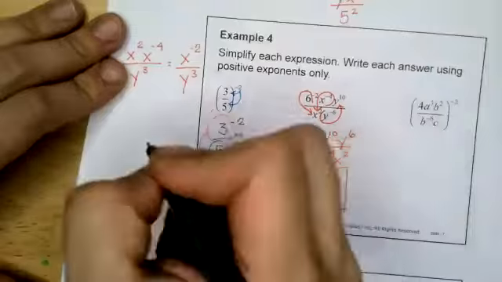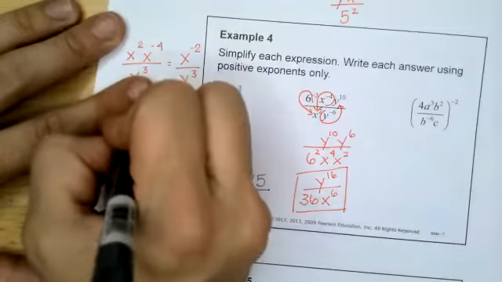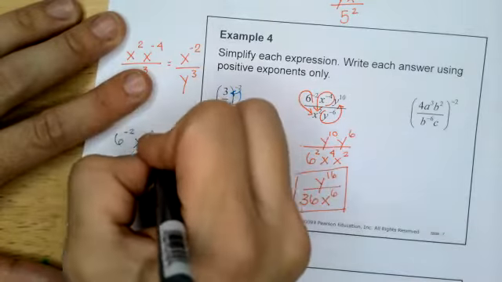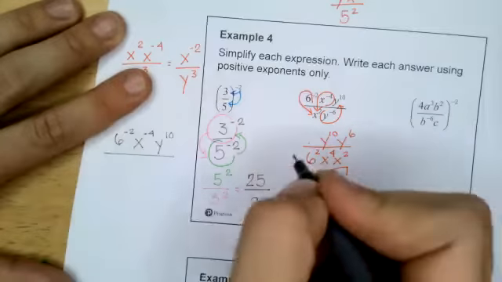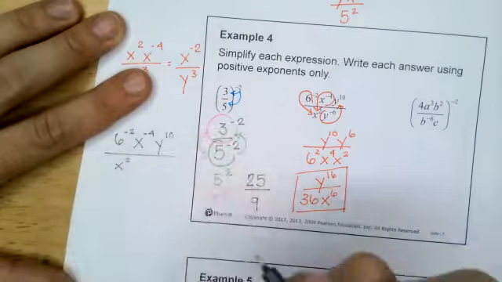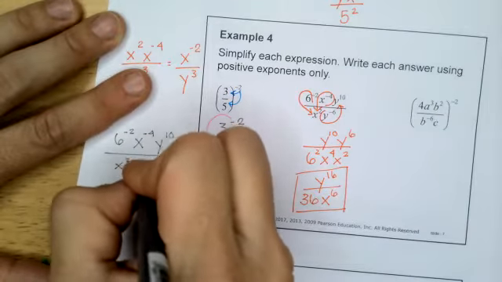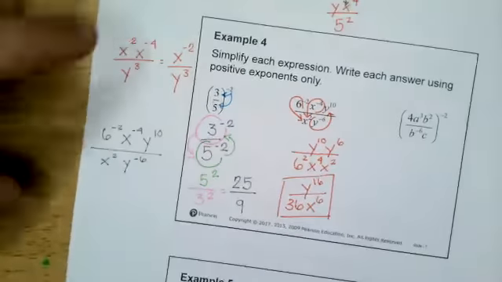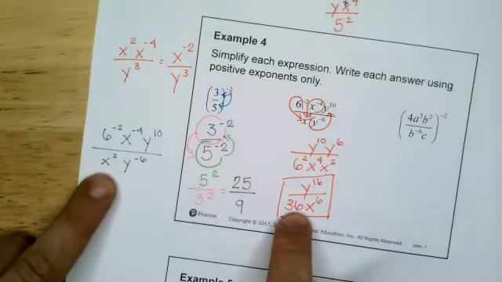Or I'm going to rewrite that. 6 to the negative 2, x to the negative 4, y to the 10th over x squared, y to the negative 6. So if this way does not make sense to you, that's okay. We're going to end up with the same answer as we ended up with here.